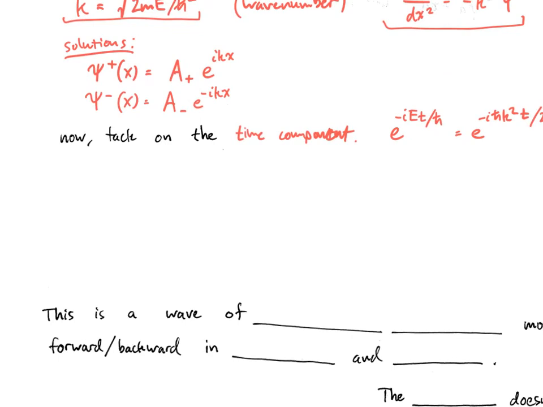So now let me define my time-dependent wave function positive. It's a function of x and t. It's going to be this normalization constant here, e to the i k x times e to the negative i h bar k squared t over 2m.